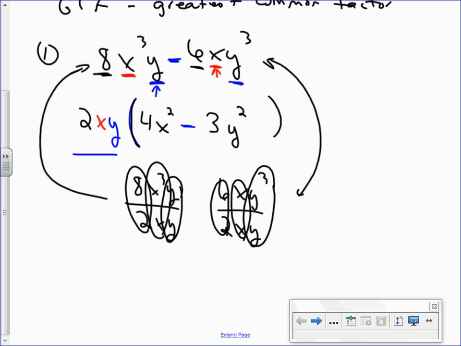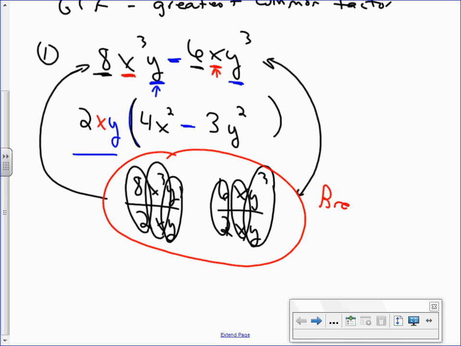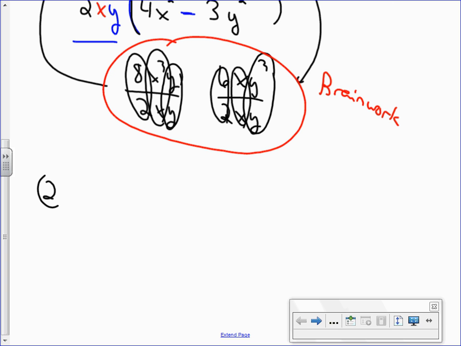Okay, this is called factoring out the greatest common factor. And this step here, this is brain work. You can do this in your head. But if you ever get stuck on one, if I ever do one that's a little funny, you can backtrack and do it by this division method. All right, that's the first one. The next two I'll show a little bit less work on.